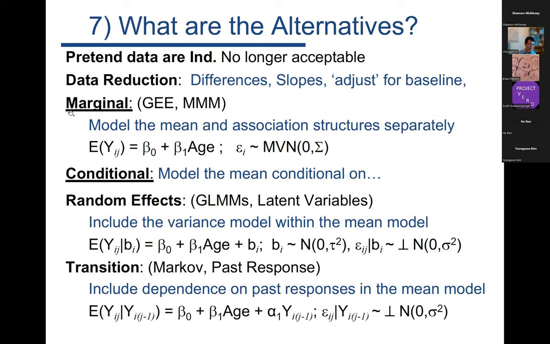There are also a few marginal model approaches. Marginal, as we talked about, is really about population average type of effects. GEE is the most popular approach for marginal models, but that's not the only one. There are also other models called marginalized multilevel models, developed especially by Patrick Heagerty, who is a professor here at UW.